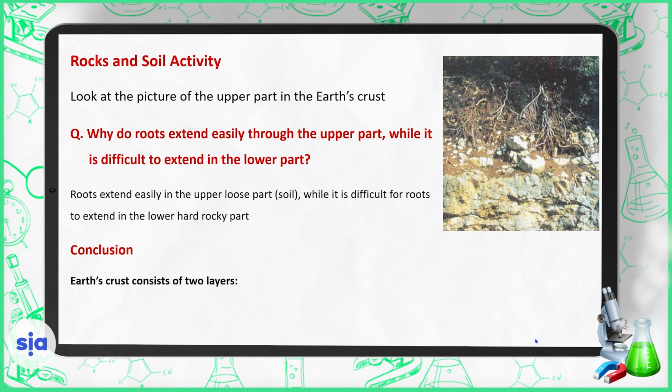As a conclusion, earth crust consists of two layers: an upper superficial layer called soil and a lower solid layer which is a rocky base.